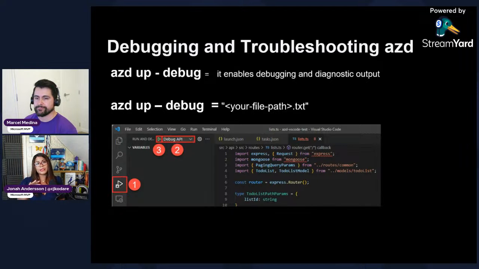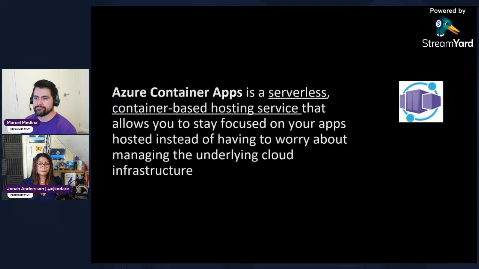instead of doing azd up to deploy, you can add the flag --debug if you want to enable the debugging mode or diagnostic mode for azd. And then if you also want to log in a local file the errors or whatever information you want to output from your applications, you can save it in a text file locally. You can just save it anywhere, so that would be a good way to debug or do troubleshooting.